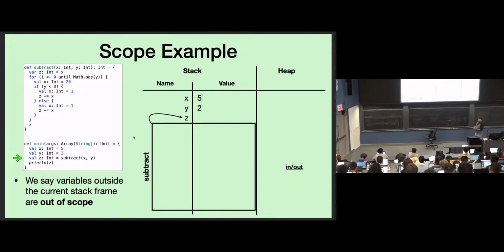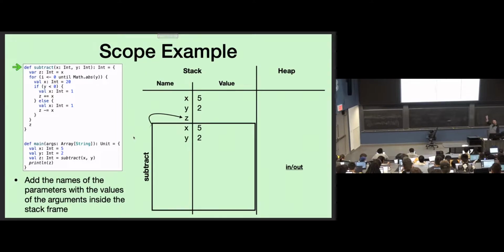And we're going to start talking about this word scope. This may or may not be a new vocab word for you. Scoping is determining which variables can currently be accessed. These variables that are outside of the currently running stack frame, we say that they are out of scope. Stack frames run in complete isolation of each other, so whatever stack frame is currently executing, right now the subtract stack frame, the variables in that stack frame are the only variables that even have a chance of being accessible.